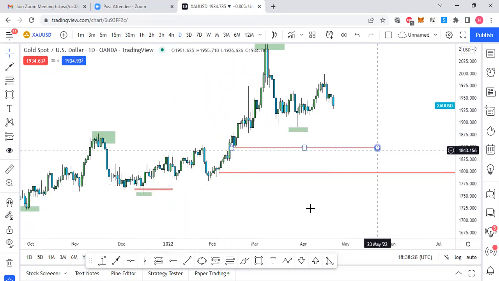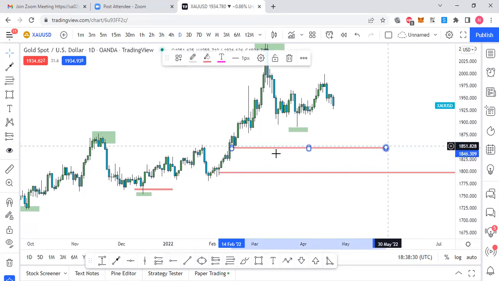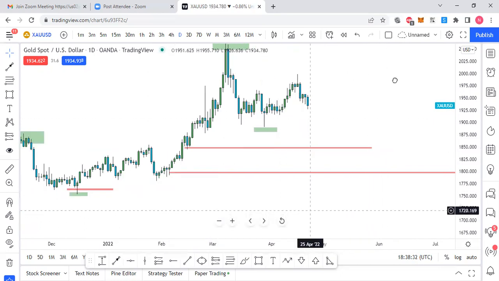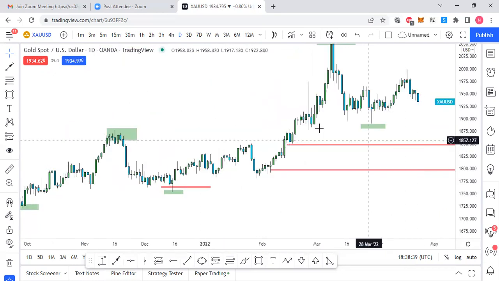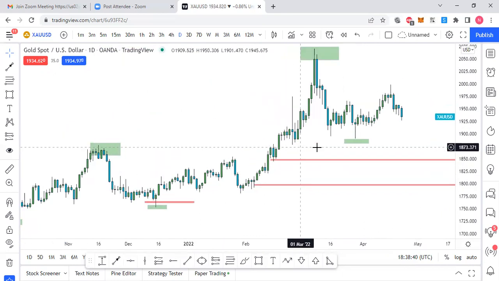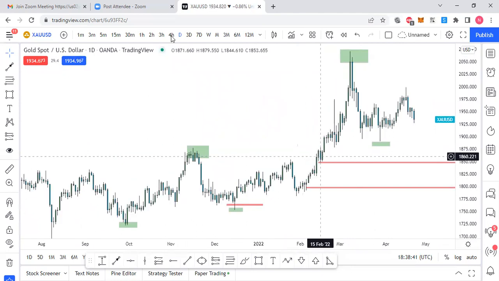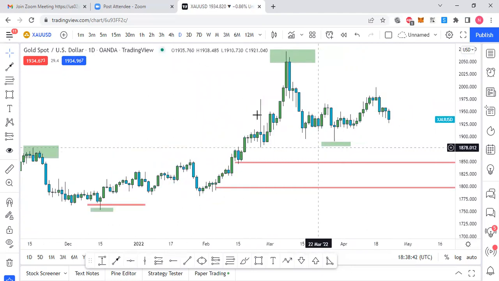Once we look at that and identify it, that's all we need to do on a daily time frame. Then let's go down to a 4-hour time frame, and let's just mark some highs and lows.